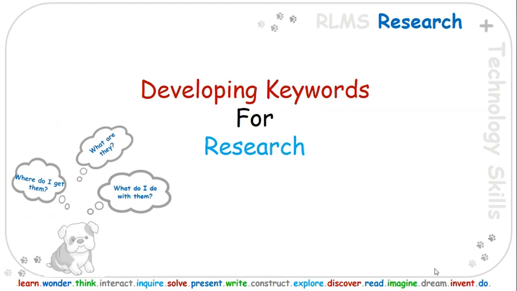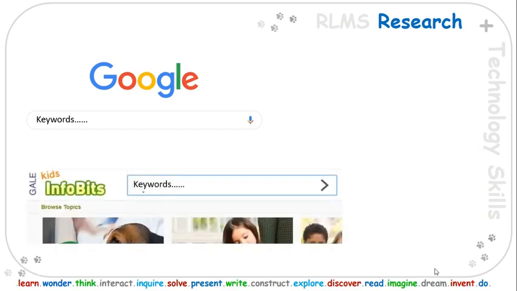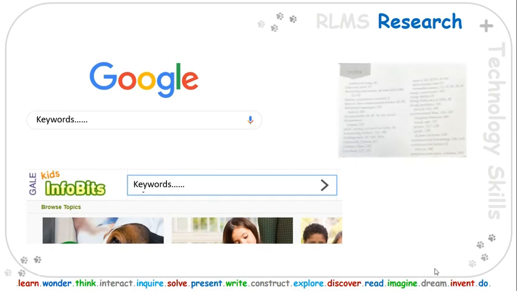In this video, we're going to talk about developing keywords for effective research. Keywords are the words that you enter into a search engine or the search box of a database, or the words that you look up in an index.